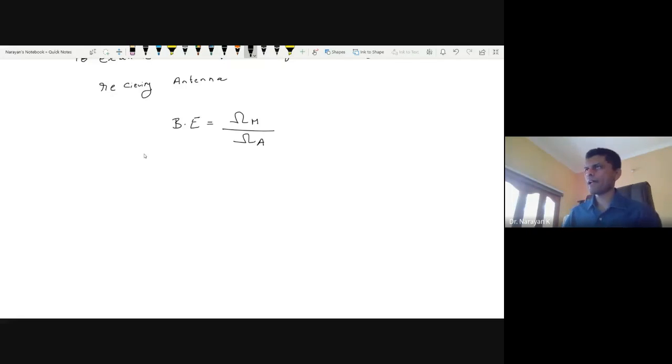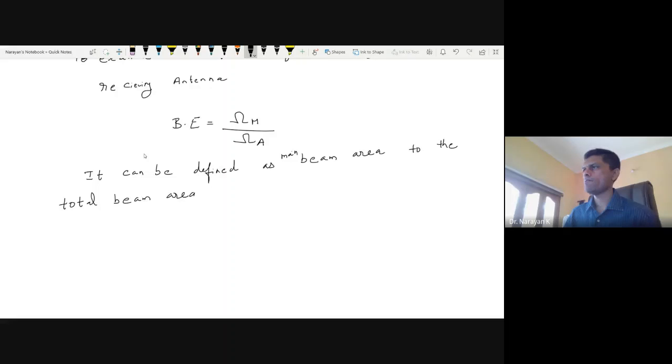So it can be defined as the main beam area to the total beam area. Main beam area to the total beam area is known as your beam efficiency.